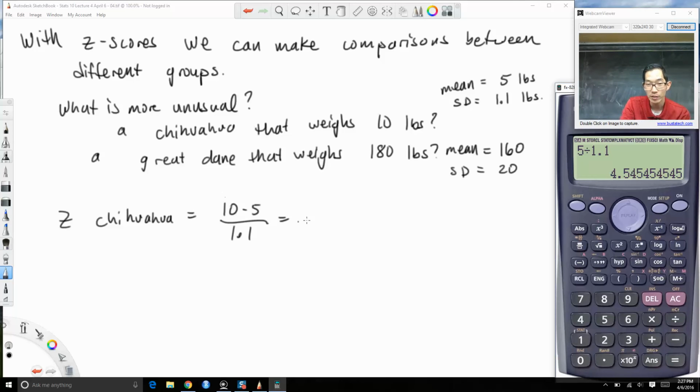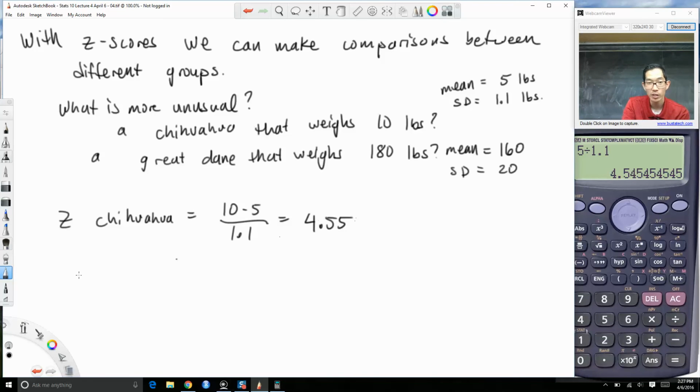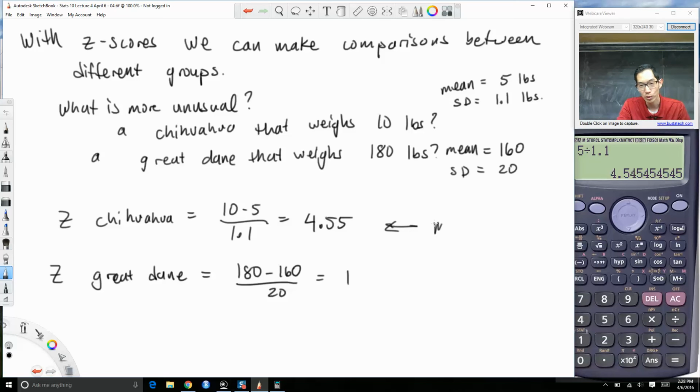The Chihuahua has a z-score of 4.55, whereas for the Great Dane, how far is it from the mean? Its z-score we can see would be 1, right? Okay, so if we look at this, we can say the Chihuahua is far more unusual. A 180-pound Great Dane is a big dog, but it's quite average, quite typical as far as Great Danes go.